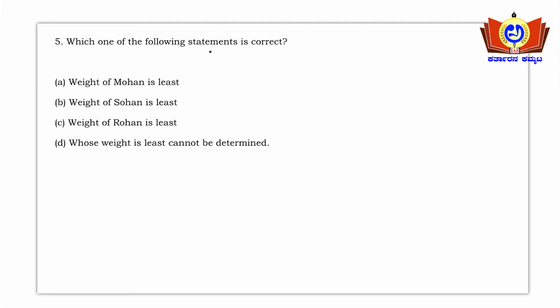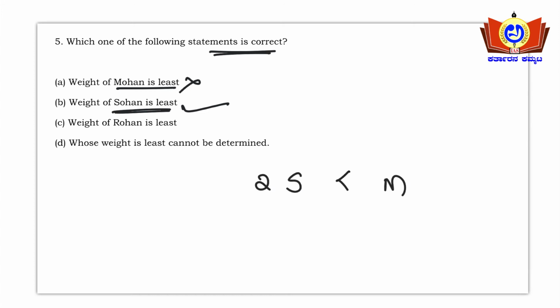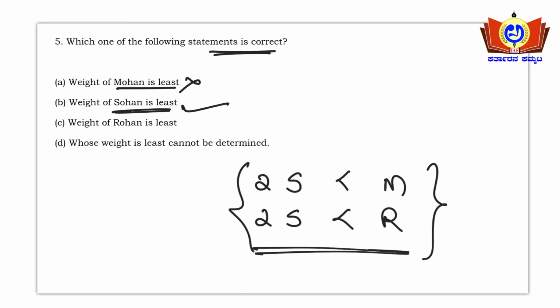Which one of the following statements is correct here? Weight of Mohan is least? No. Weight of Sohan is least? Yes, amongst the three people the weight of Sohan is least here, because 2 times Sohan is lesser than Mohan and 2 times Sohan is also lesser than Rohan here. In this statement only we can say that the weight of Sohan is least. Option B is the right answer here.